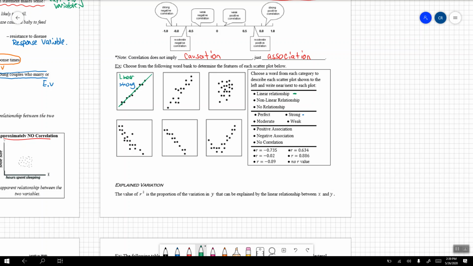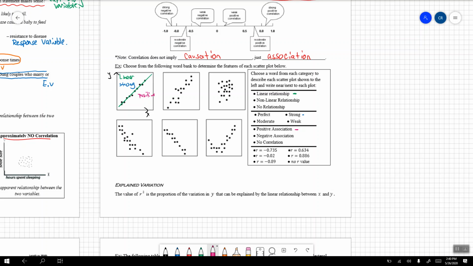Perfect, it's strong. Now, what type of association do we have? Is it a positive, negative, or no correlation? Well, in this particular case, as x increases, y increases as well. So I have my x here and I have my y's here. So as x increases, y increases, which means we have a positive association. All right, looking pretty good.